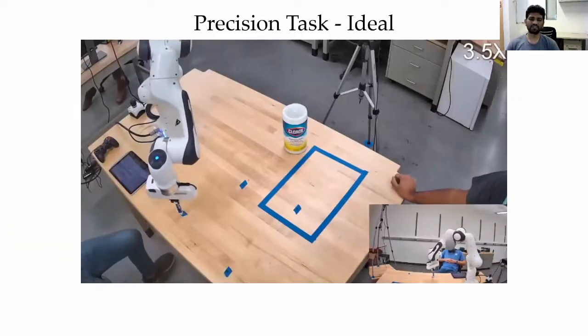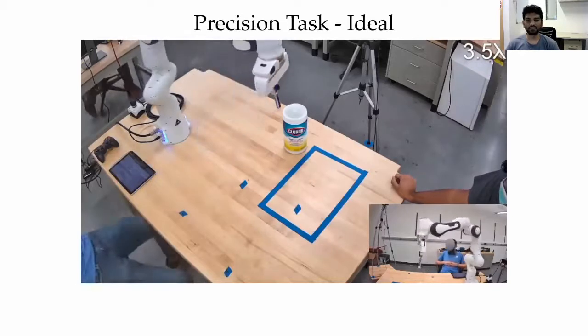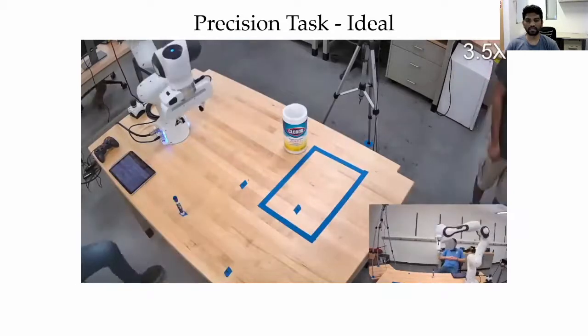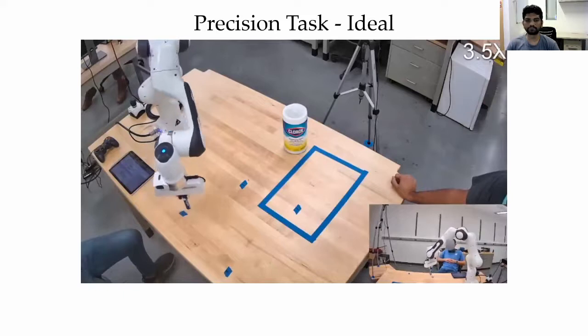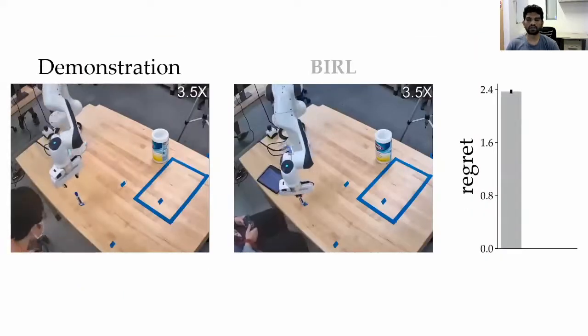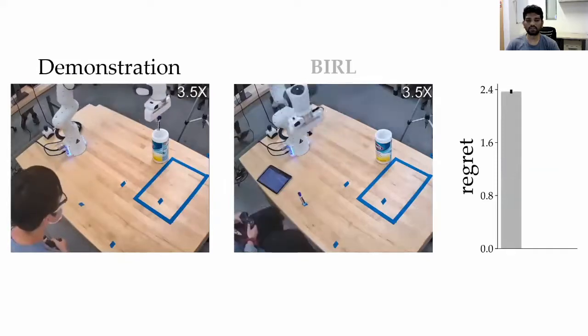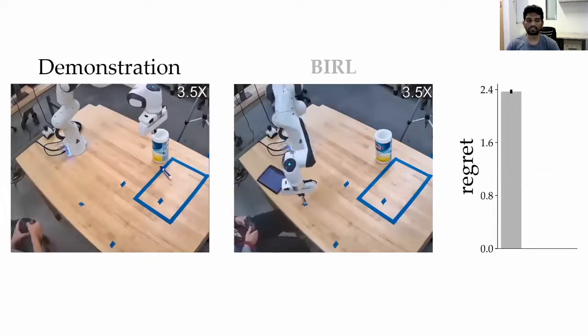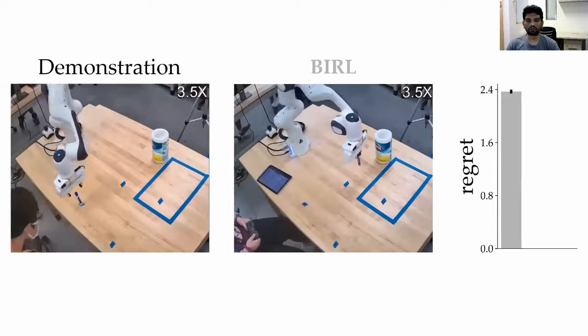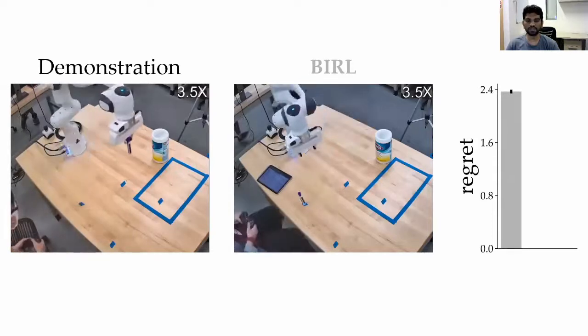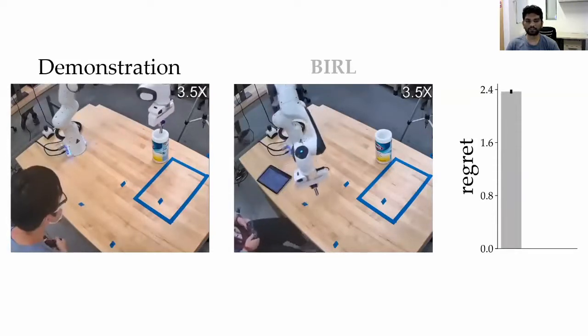Next, we tried a precision task. In this task, the user wants the robot to stack a marker on the box. Because the robot's motion was noisy, users could not stack the marker in their demonstrations. As before, the BIRL robot learned to mimic these demonstrations and also did not stack the marker.